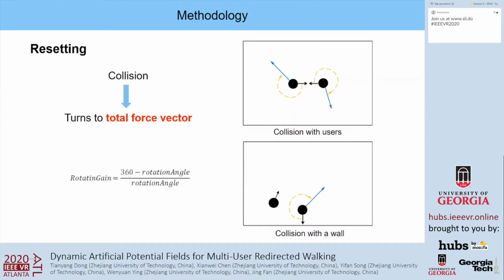When the user is about to collide with an obstacle or other users, the reset mechanism will be triggered. It will remind the user and steer the user to turn to the direction of the total force vector. The direction of rotation is determined by the larger angle between the current orientation of the user and the total force vector. In this case, the smaller the rotation gain is, the smaller the impact on the user is.